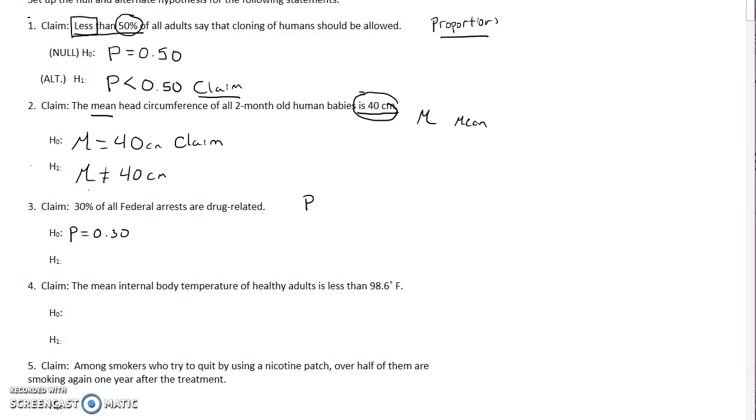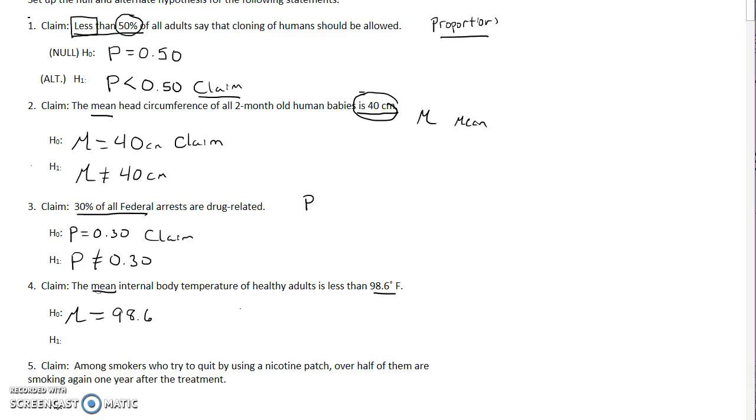So if the claim is that, does it say less than or greater than here? No, it's claiming that 30%, correct? So again, for our alternative, just like the last problem, it either is 30% or it is not 30%. So my claim value is the H0. Next one, the mean internal body temperature of healthy adults is less than 98.6. They are talking about a mean here, so we know we're going to use the mu. The value that we're claiming is 98.6. Remember, our null hypothesis will always have an equal sign.